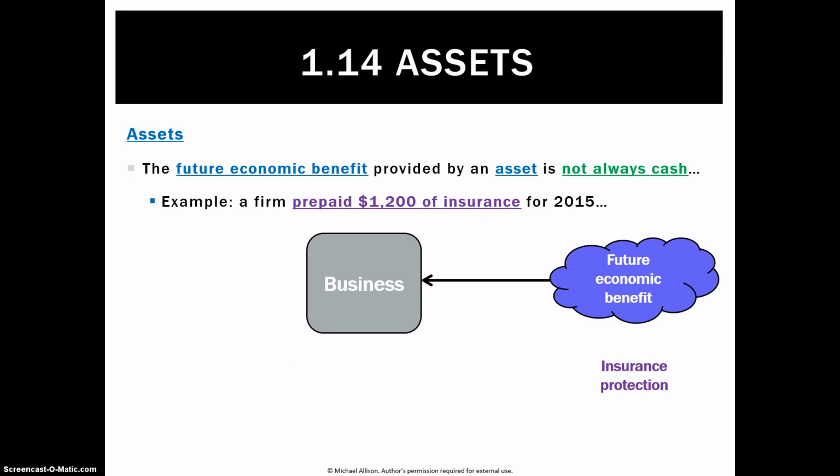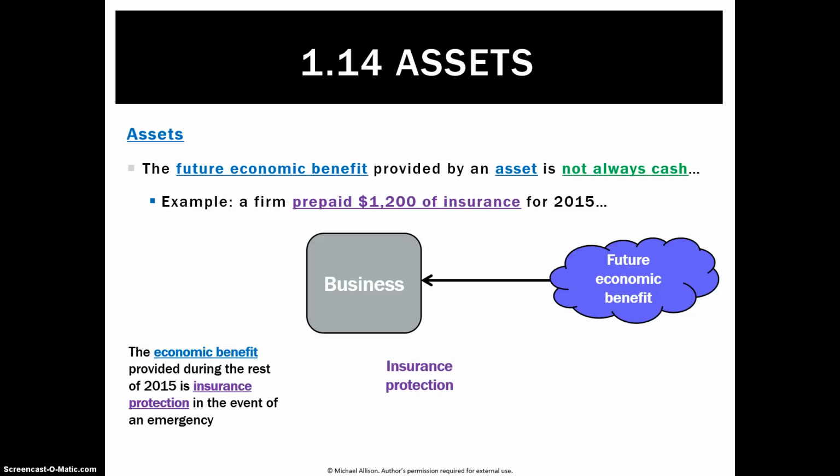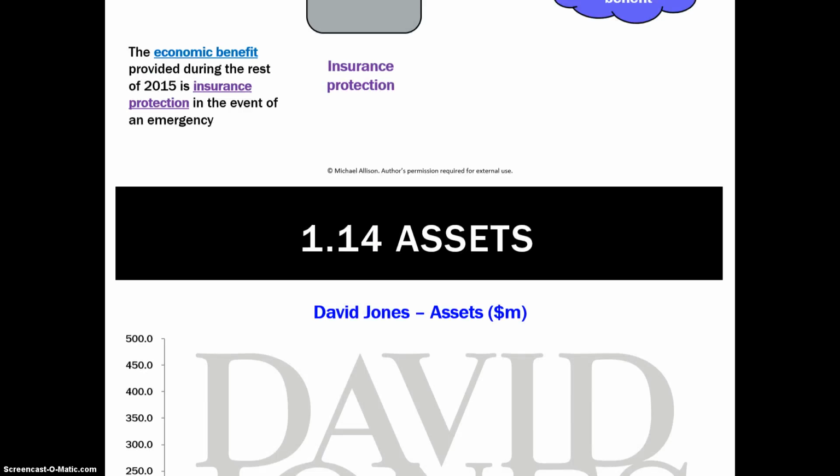Another example could be we prepay our insurance for $1,200 for the next year. What is our future economic benefit? Again, it's not cash. The insurance company isn't going to pay us money in the future if we don't claim anything. The economic benefit, in this case, is the ability to be protected. So we're safe. We have coverage if the worst should happen. There's a fire or a storm and all our property is damaged or our vehicles are damaged, well, we're covered. So the future economic benefit is insurance protection.